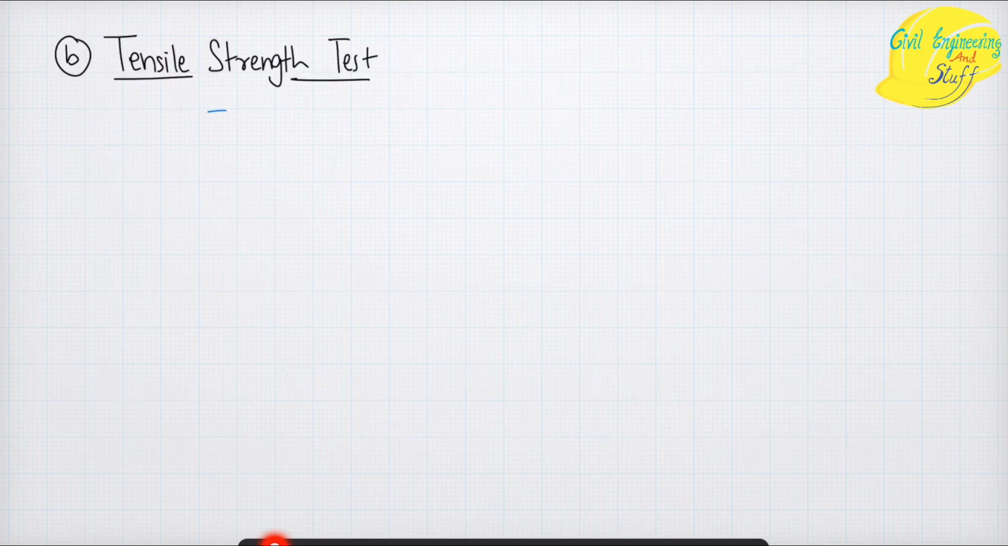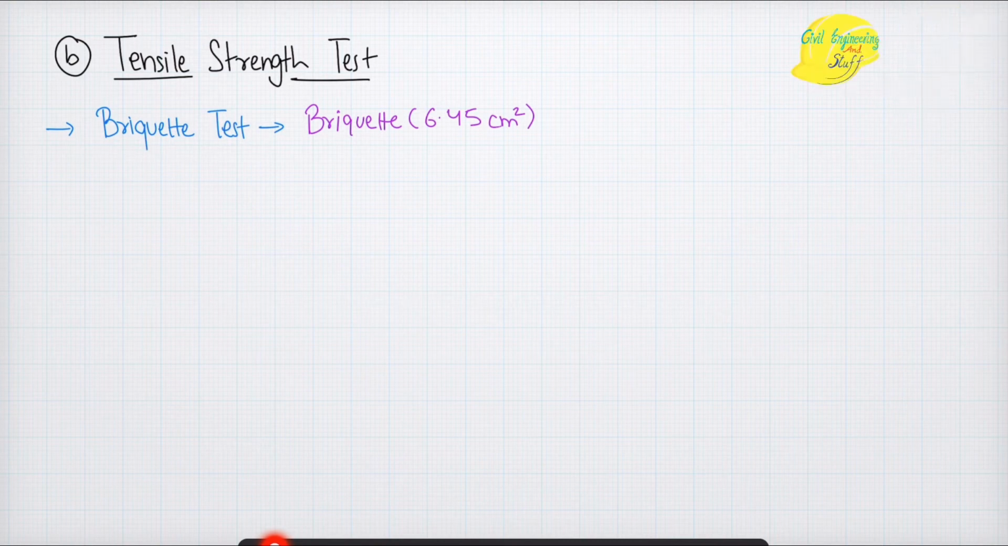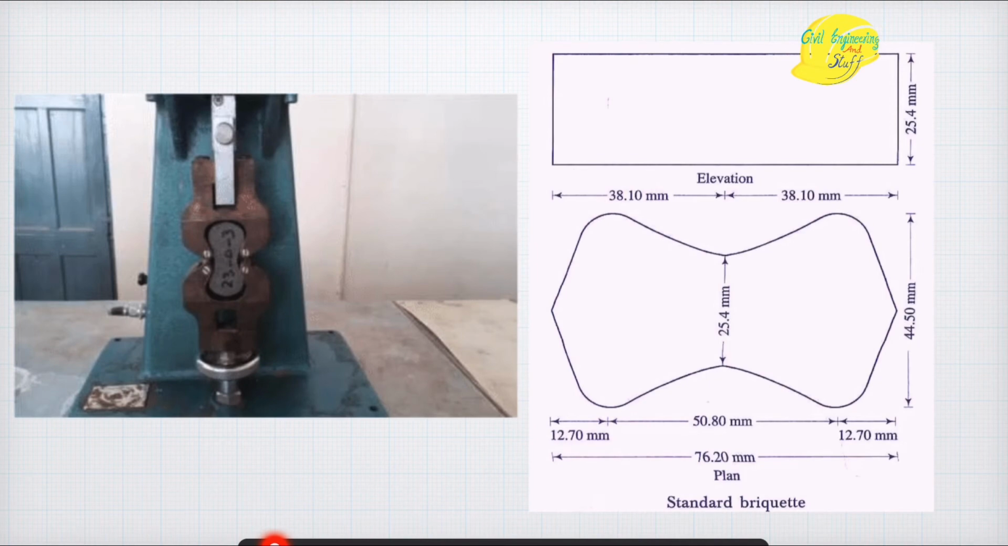Next we have the tensile strength test, and in the tensile strength test we use a briquette for testing. So in compressive strength test, what did we use? We used cubes, right? Remember that in compressive strength test we used cubes of 50 centimeter square area with each dimension 7.06 centimeters, while in tensile strength test we use a briquette. Now these are the briquettes. This is the briquette, right?